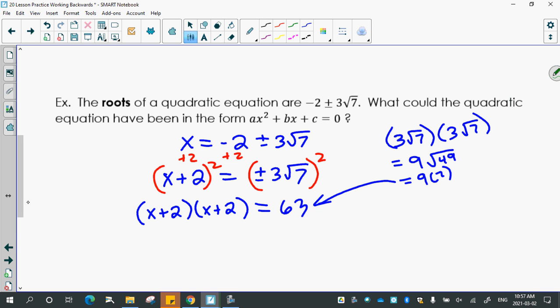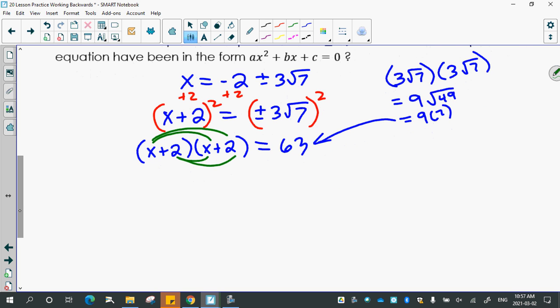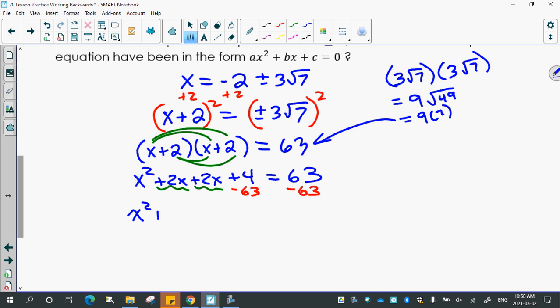And then we got to do the algebra. So we're doing the double distributive here. X squared plus 2x plus 2x plus 4 equals 63. Subtract the 63, so we've got equals 0, and collect the x terms. So x squared plus 4x minus 59 equals 0.